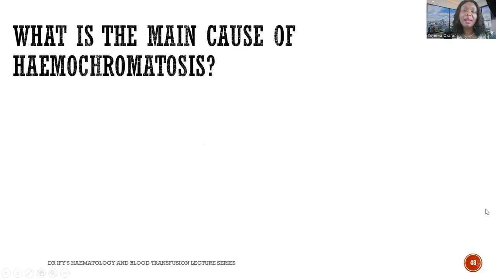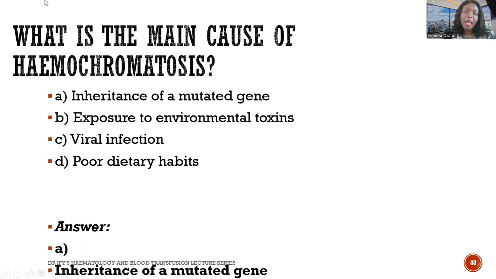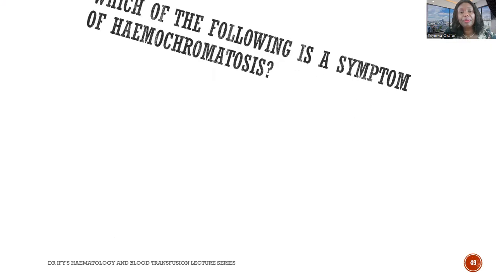What is the main cause of hemochromatosis? Inheritance of a mutated gene, exposure to environmental toxins, viral infection, poor dietary habits. Answer A, inheritance of a mutated gene.